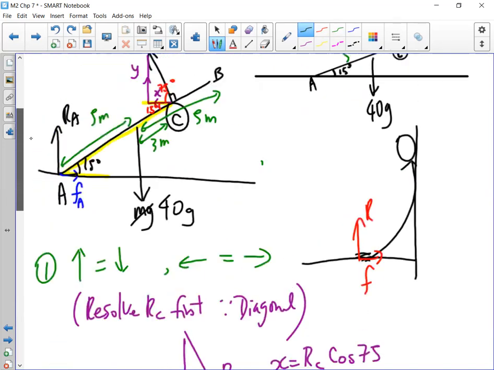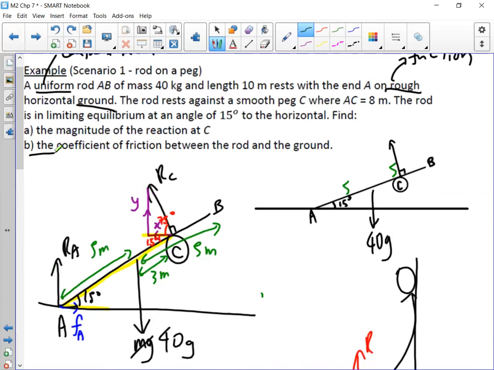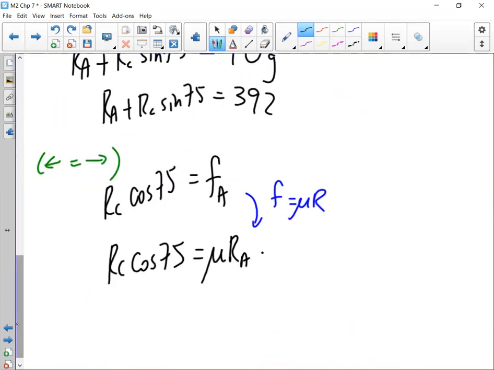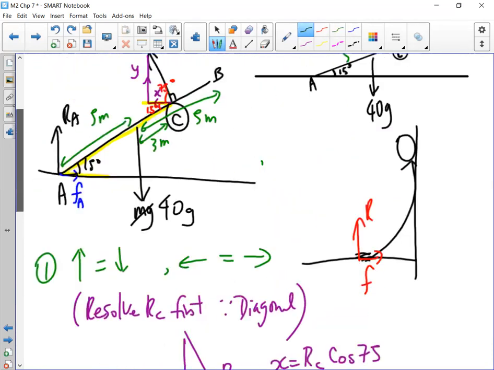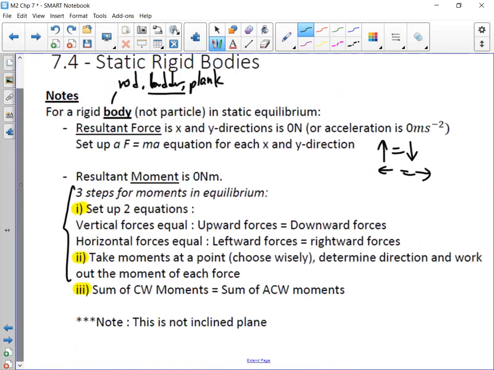Do we know mu? We don't. It's actually part B. Okay, so next, what can we do in here? Well, it looks like we can't do anything. You're right, because then we have to perform our second step. Let's look at the notes again.